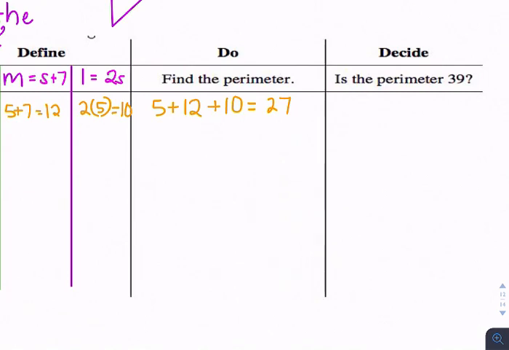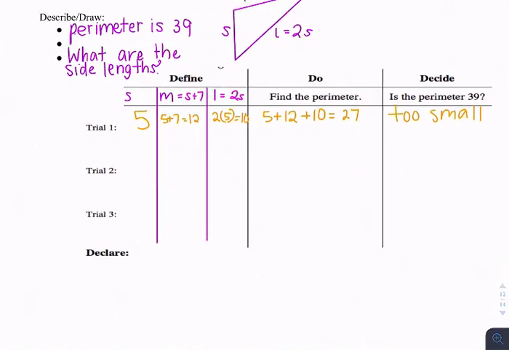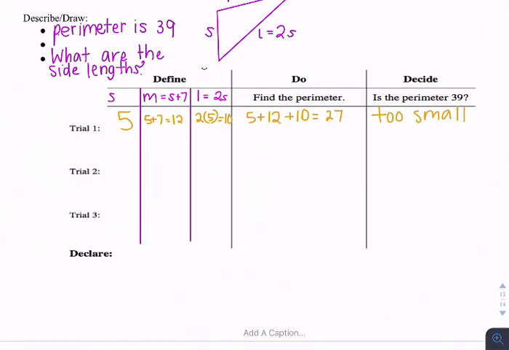So the next part is to decide. Did I get 39 as my perimeter? No, I didn't. My answer is too small. And having this too small or too big is kind of a nice way to help you start thinking about what your next step is going to be. So my answer of 5 was too small.